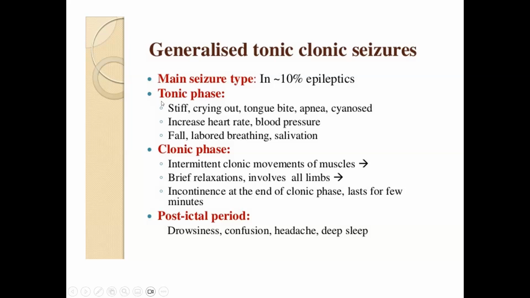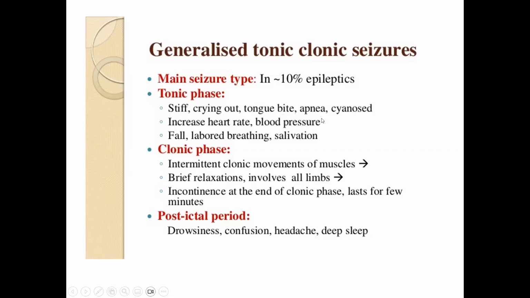So tonic basically means stiffness. When the limbs go stiff, there can be some crying out, there can be tongue bites. Because all the muscles become stiff, the respiratory muscles and intercostal muscles can get affected, so their breathing might be hindered. There can be periods of apnea, cyanosis. And with these features, they can have some autonomic disturbances such as increased heart rate and blood pressure.